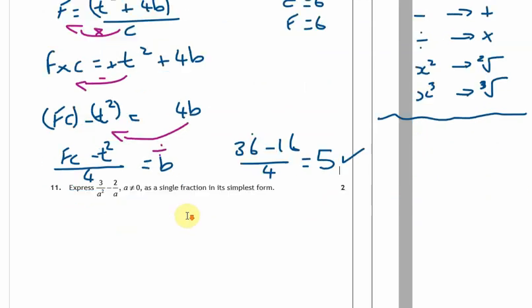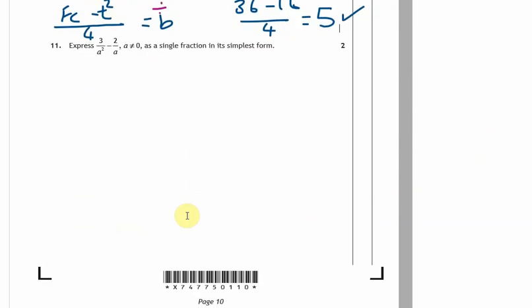Okay. Question 11. Express this as a single fraction in its simplest form. And again, I'm looking at these questions thinking these are almost exactly the same as the other papers. There's very little difference in some of the standard questions. It is incredibly similar there. Okay, so we're trying to take away fractions. What did I say at the very beginning about fractions? They need to have a common denominator if we're going to add or take them away.